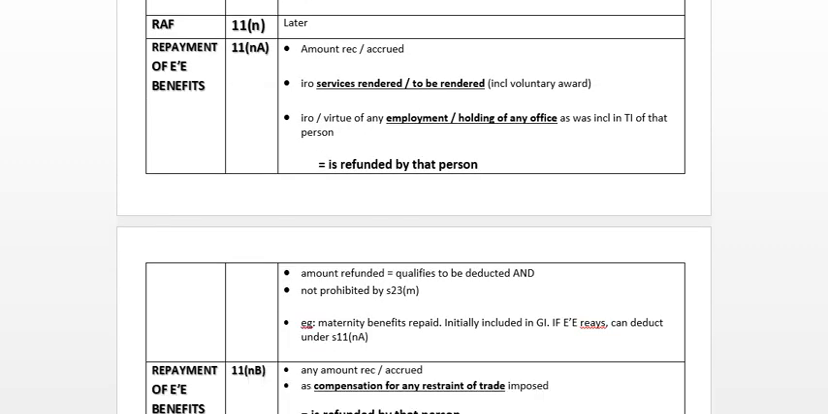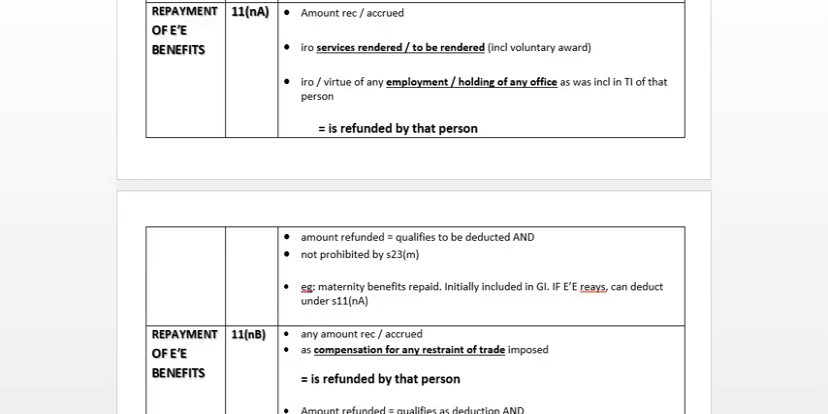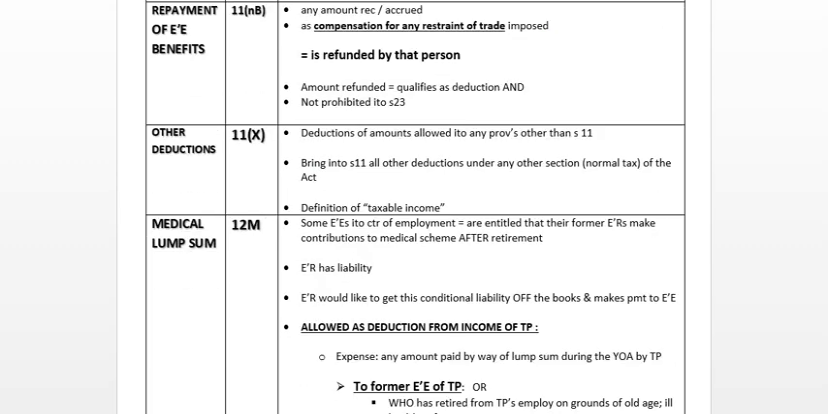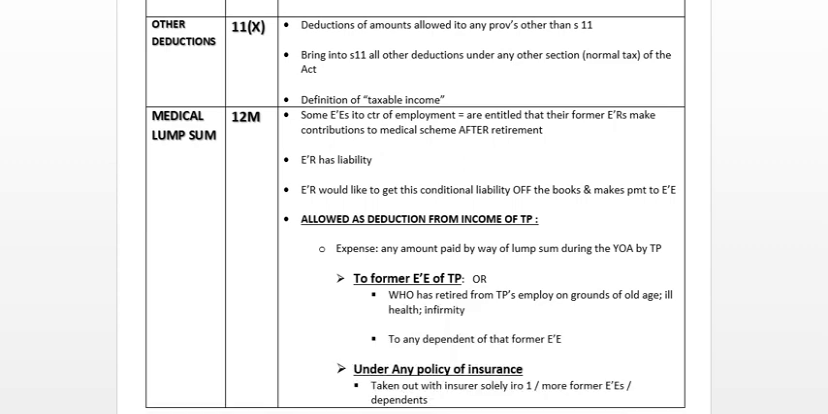So repayment of employee benefits, you can go through it on your own. It's essentially what we just covered. Repayment of employee benefits, same thing. Other deductions: deductions of amounts allowed in terms of any provision other than Section 11. So that brings into Section 11 all other deductions under any other section.